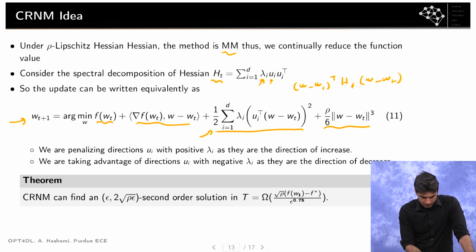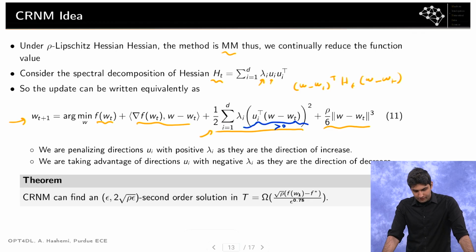Here I have a term that is basically positive. It's a quadratic term, so the whole thing is positive. The eigenvalues, on the other hand, could be negative or positive. If an eigenvalue is negative, that means that if I move along the direction of the corresponding eigenvector, I'm going to reduce the function. And if the eigenvalue is positive, it means that if I move along the direction of the corresponding eigenvector, I'm going to increase the function value.